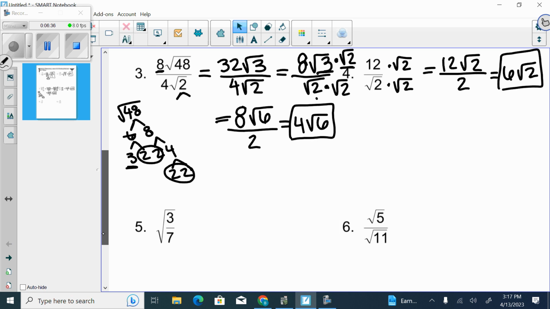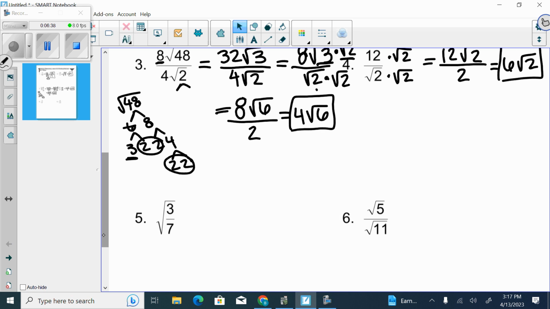All right. Okay, on number 5. Right now, they're both underneath one square root. Can I divide 3 by 7? Okay, so maybe we should rewrite it the other way. Remember I said we can rewrite it as 2 separate square roots. So like this.